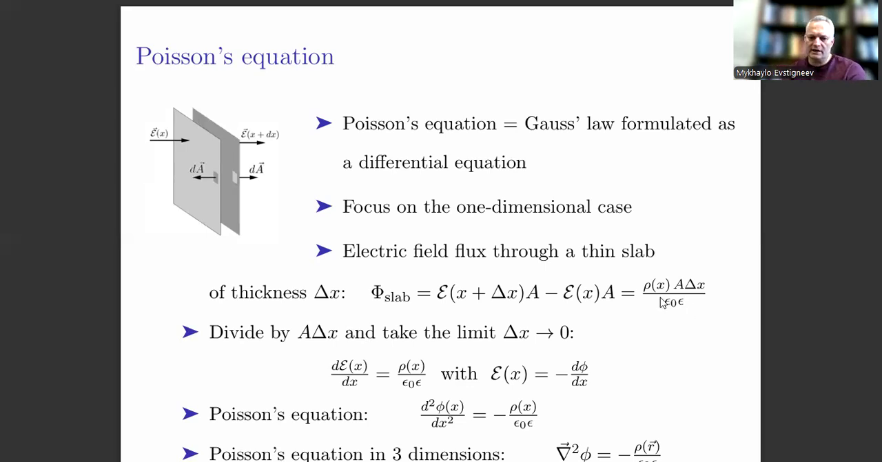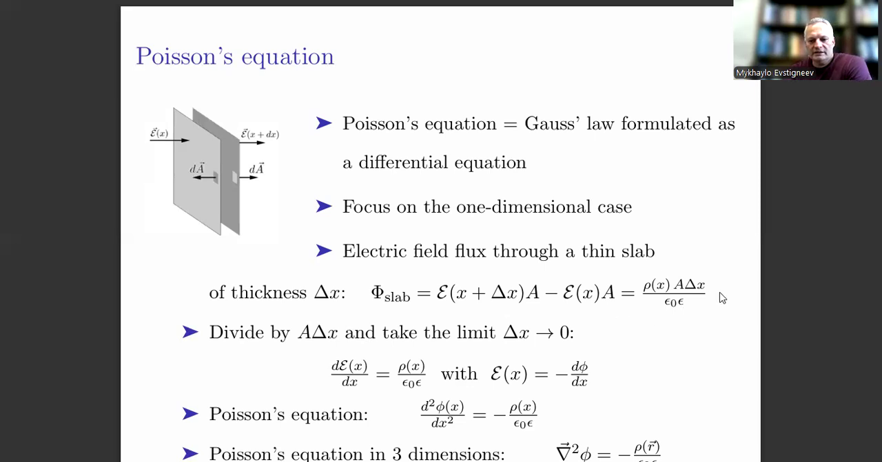The charge inside the slab is the volume charge density times the volume of the slab. The volume of the slab is the surface area times the thickness delta x. All right, so we have this identity, and we see that the surface area multiplies both the left-hand side and the right-hand side of this identity, so we can divide by the surface area.